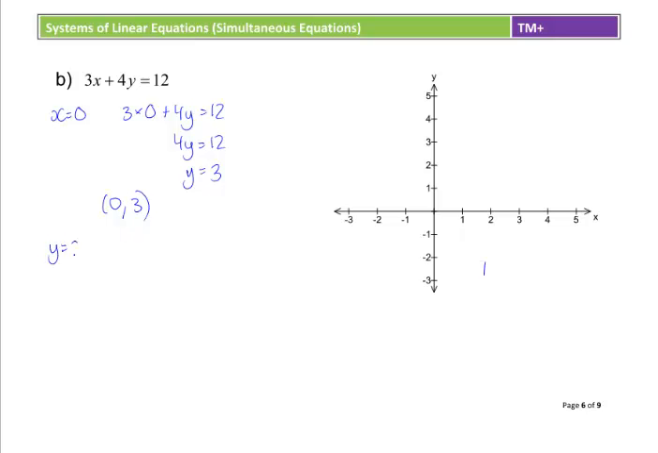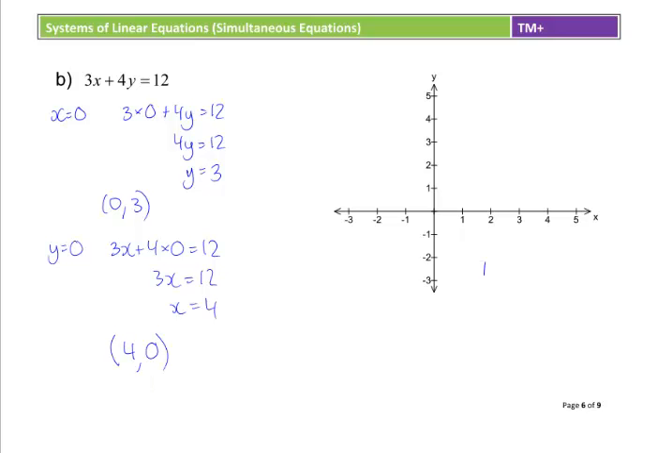Next one, y is 0. 3x plus 4 times 0 equals 12. 3x equals 12. X is 4. Because x is being multiplied by 3, we divide both sides by 3. So I've got 4, 0.